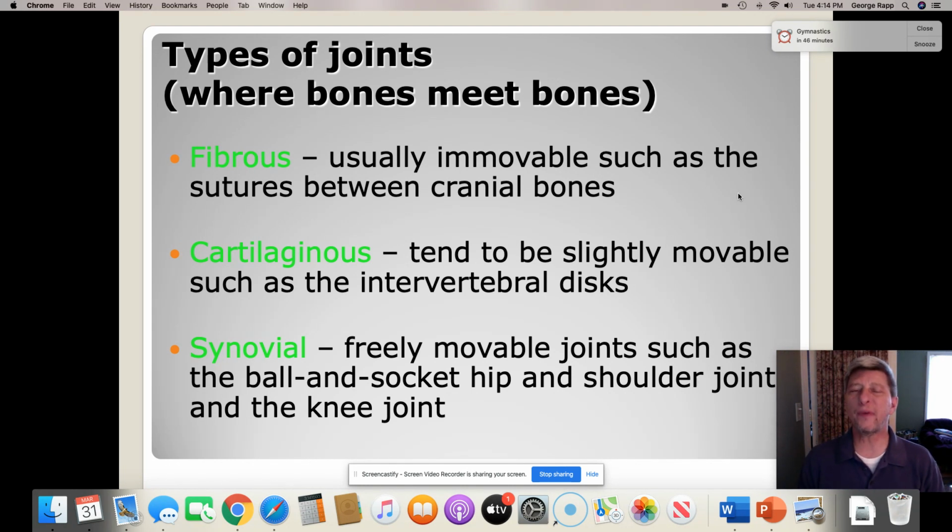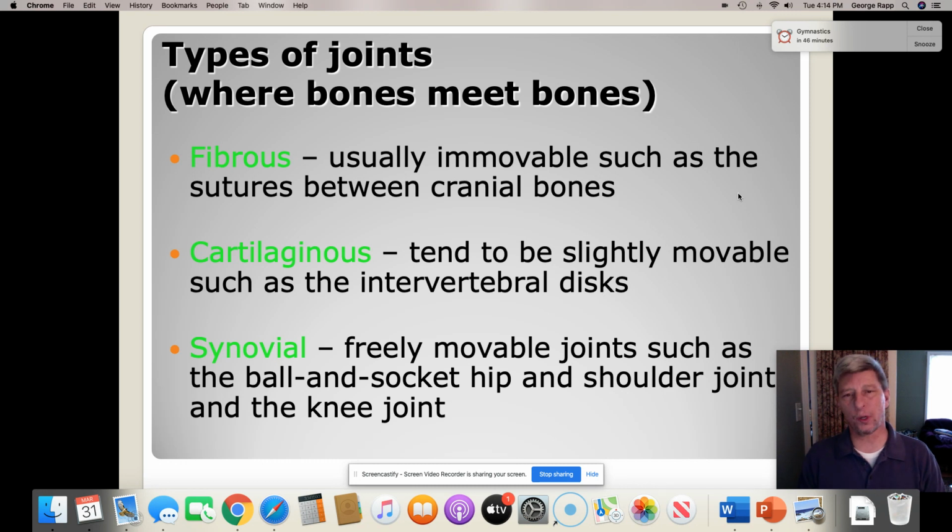Now, please be very careful because these names sound very similar to the types of cartilage that we talked about in the first video on the skeletal system. However, they are very different kinds of things. Although there is cartilage found at joints, the joint itself is not cartilage. Okay, so let's talk about what kinds of joints we have.